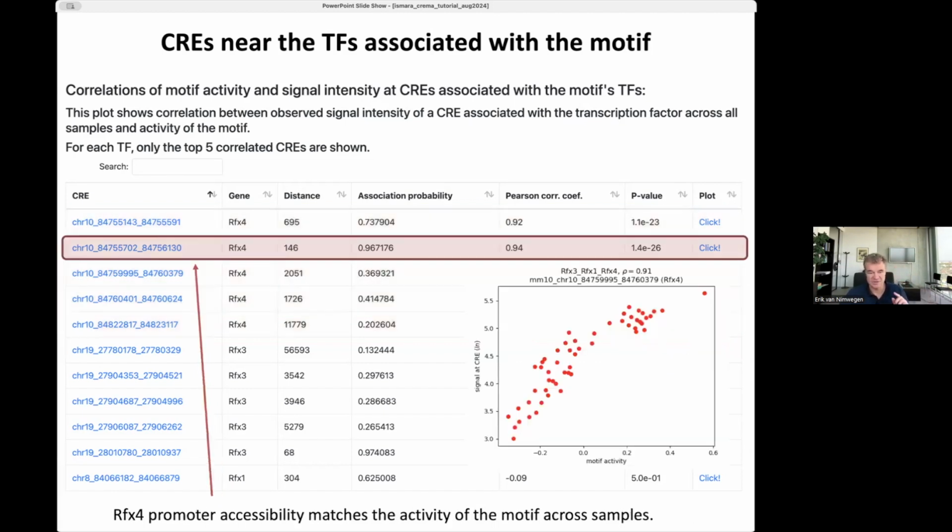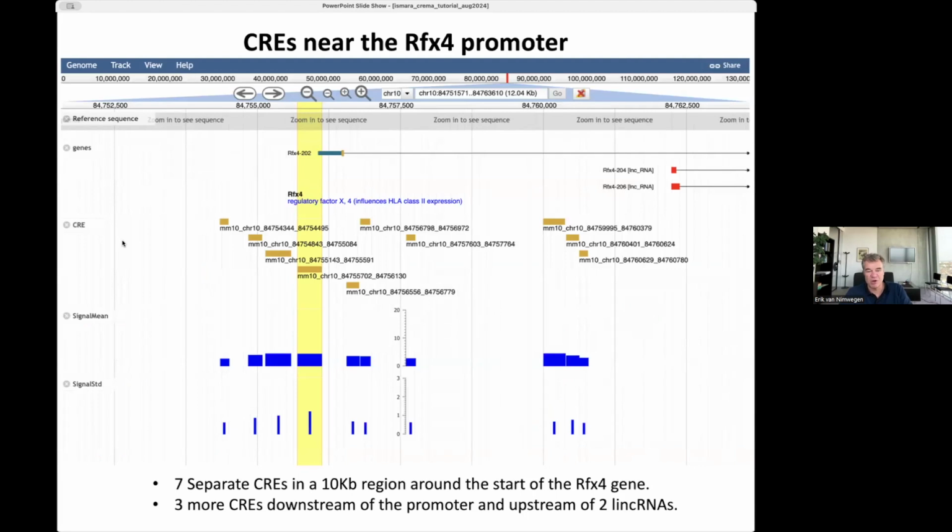Right? So if you look at one example, this is the one that is really right at the transcription start site. The motif activity correlates very well with the accessibility of this CRE. And so this gives you some confidence that indeed this RFX4 is responsible for regulating the activity across the samples. Okay. And you can click on this link, you get taken to the promoter. So I'm just showing you to give you an idea of what this looks like.